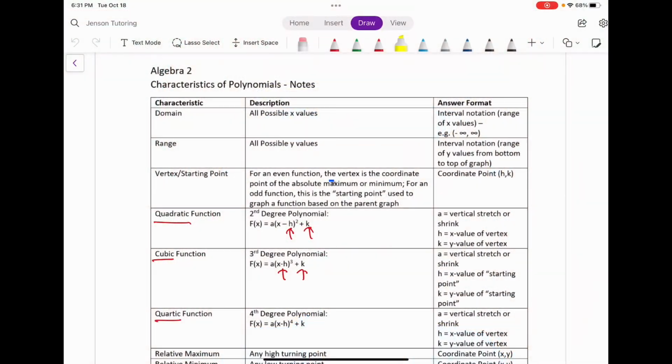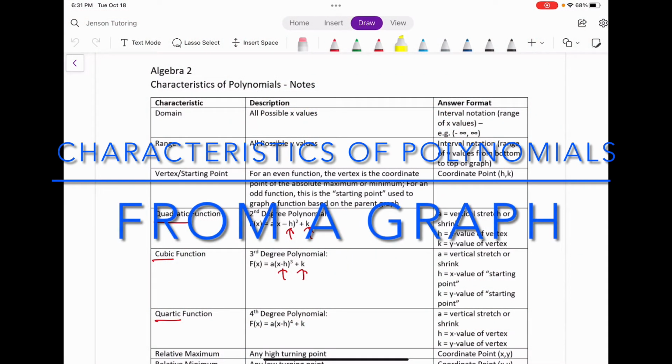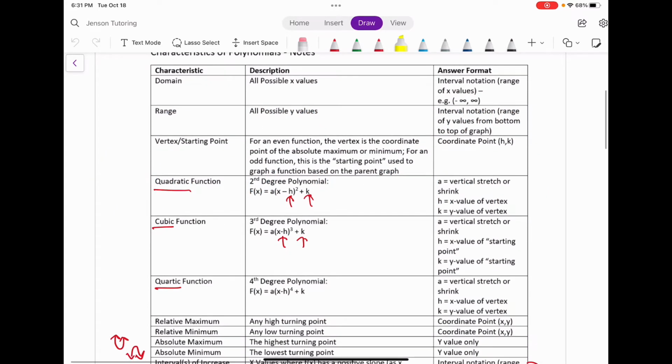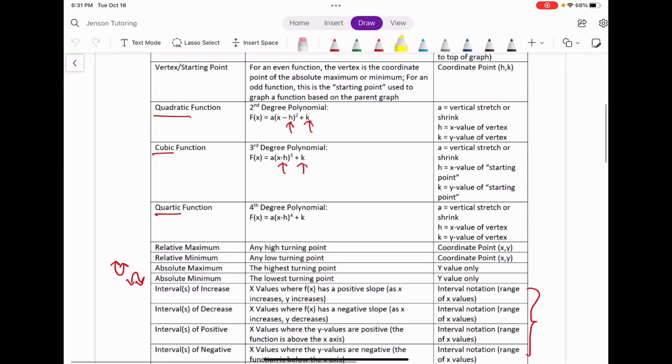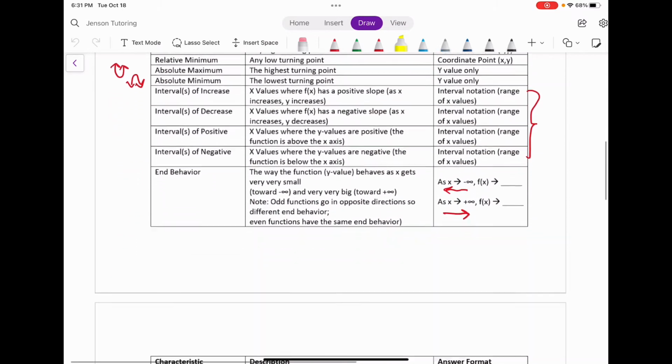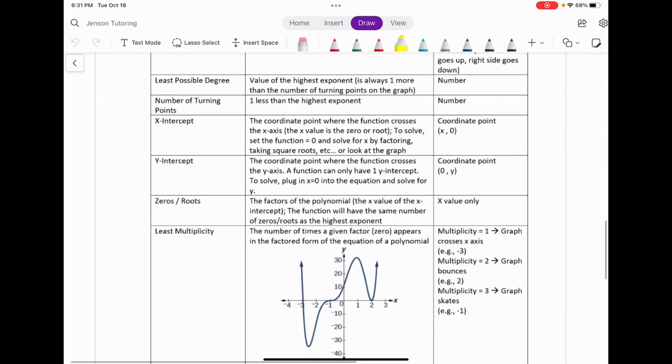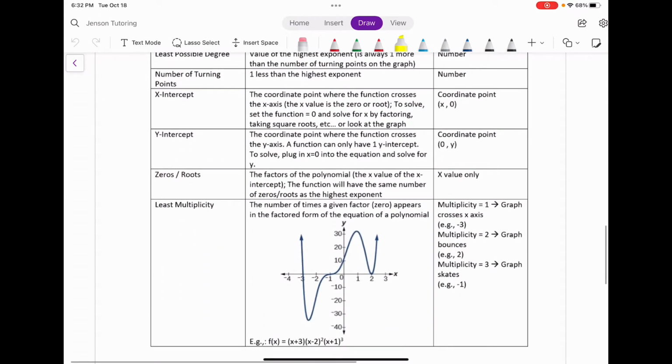Today we're going to do a quick review of characteristics of polynomials from a graph. So we're going to cover all of these characteristics and cover two different problems to do a little bit of a review to get you ready for your next quiz or test. So if you're confused and don't get it, hang in there, grab a piece of paper and a pencil, and let's get started.